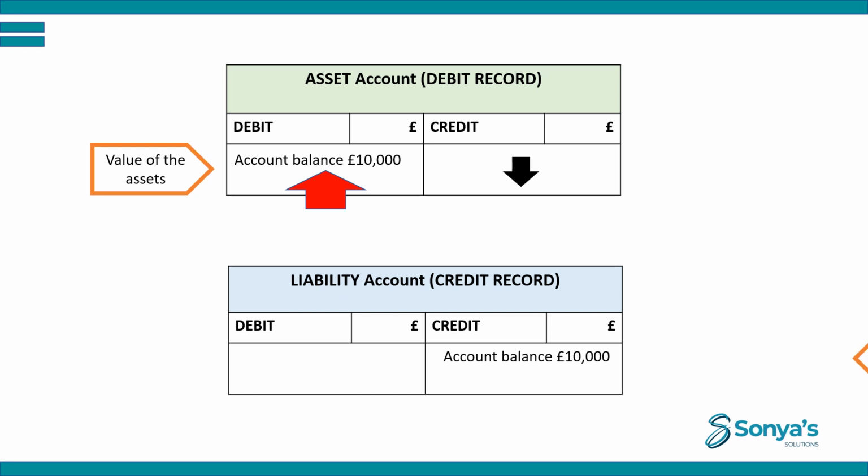The opening balance on a liability account shows the total amount of debt the business owes and it's on the credit side. Further credit entries increase the account balance, the amount of debt owed. Debit entries will have the opposite effect and decrease it.